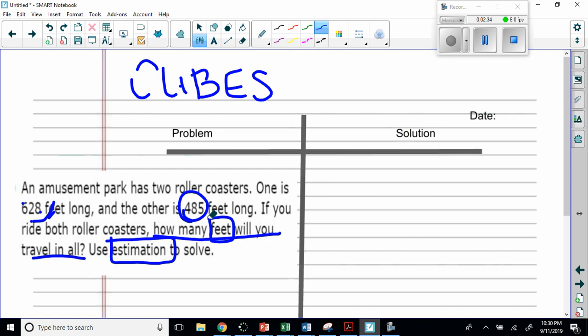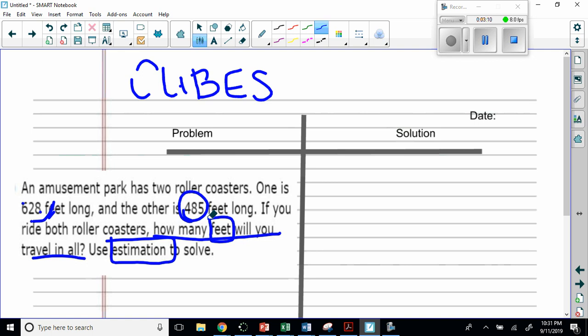Now we're going to want to kind of visualize what this would look like. So we know that since we're going to basically be estimating these numbers and then adding them. So before you do this on your own, please do not work out the problem by adding 628 and 485 and then rounding your answer. That is not estimation. The purpose of estimation is so we can change numbers to make them work really easy for us mentally and to get an answer that's going to be close to the actual answer.